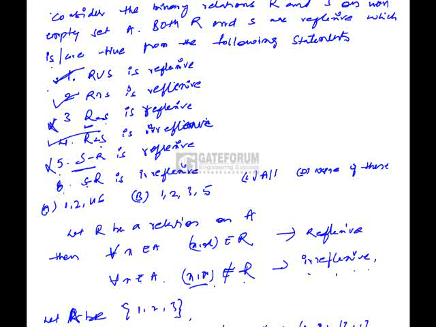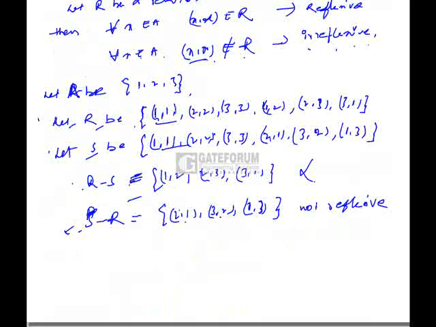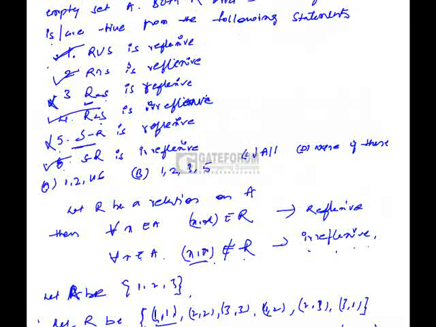Statement 6 states that S minus R is irreflexive. We got S minus R as (2,1), (3,2), (1,3). In S minus R, there will not be any diagonal elements. So we can say S minus R is an irreflexive relation. So statement 6 is true. Statements 1, 2, 4 and 6 are true, and 3 and 5 are false. So the correct option is option A: 1, 2, 4, 6.